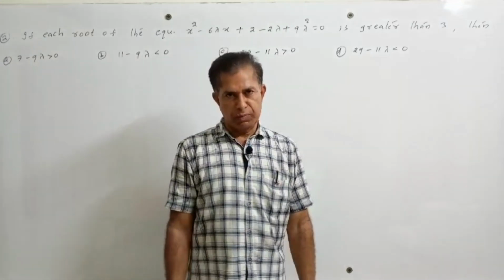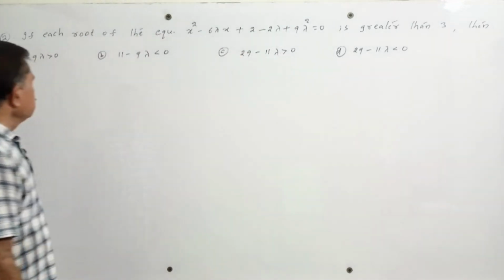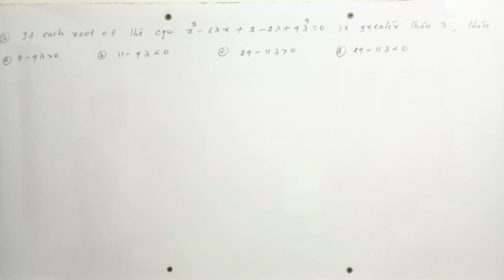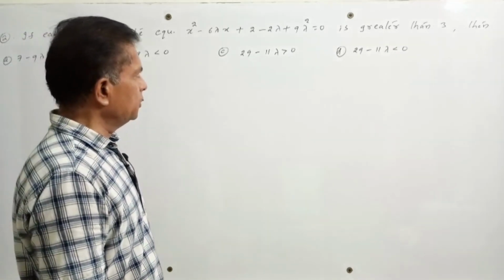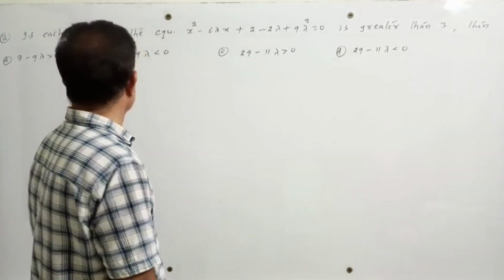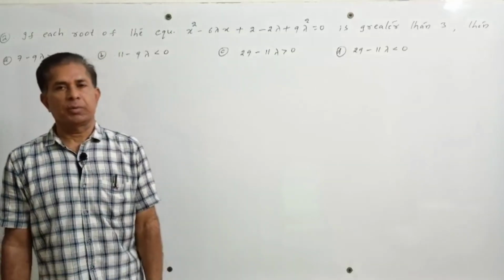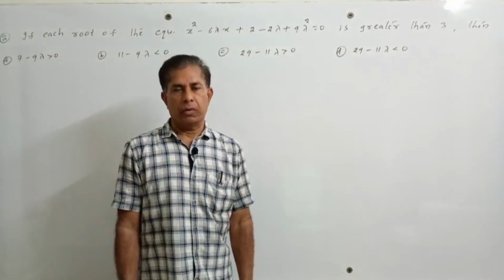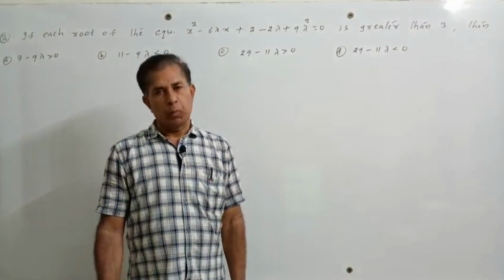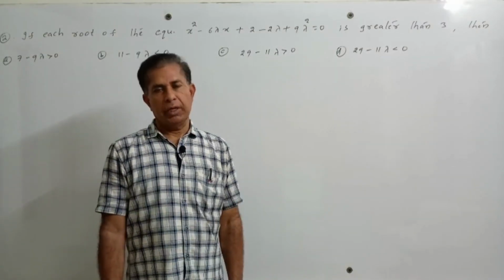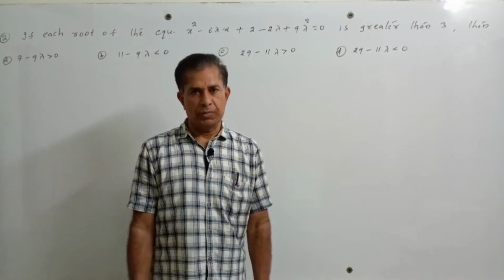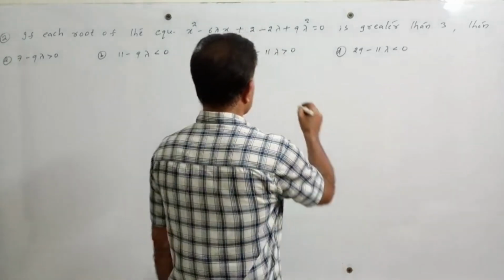See one more problem. If each root of the equation x square minus 6 lambda x plus 2 minus 2 lambda plus 9 lambda square is equal to 0 is greater than 3, then which option is correct among the given four? So if both the roots of the quadratic equation are greater than 3, you have to decide the range of lambda. Take the first condition.